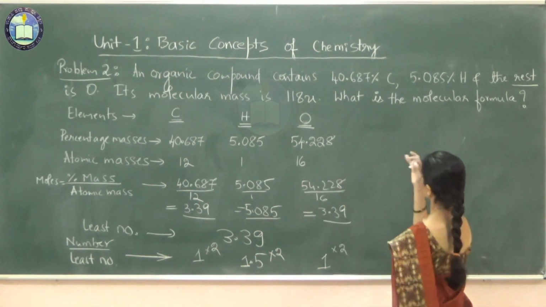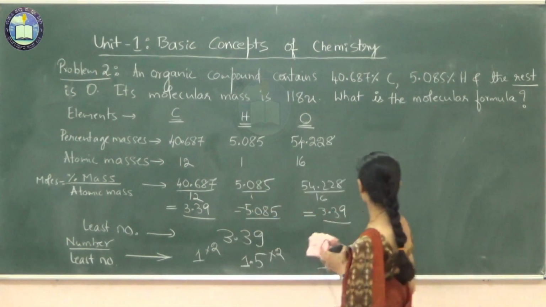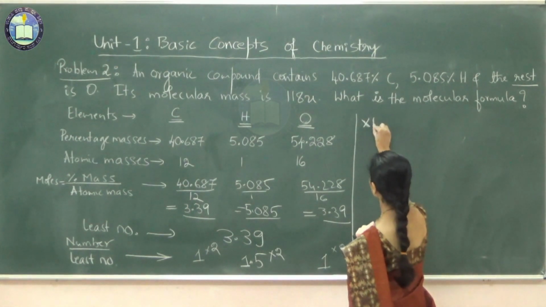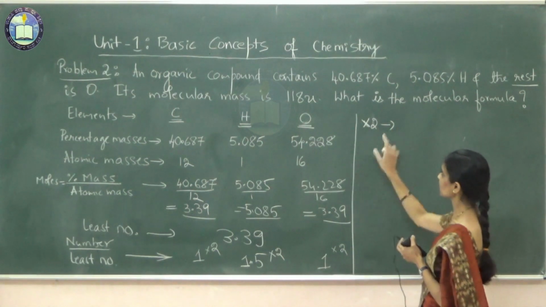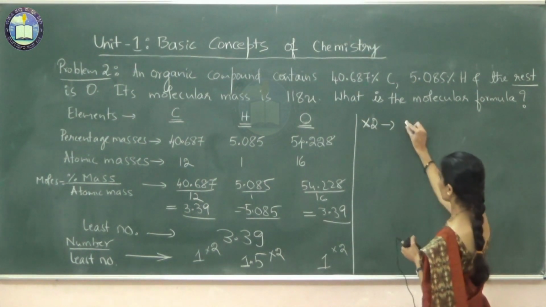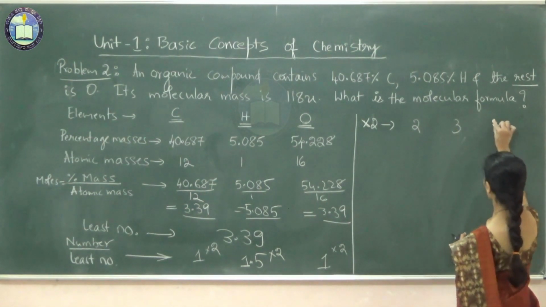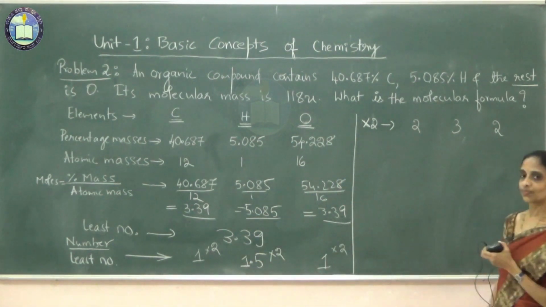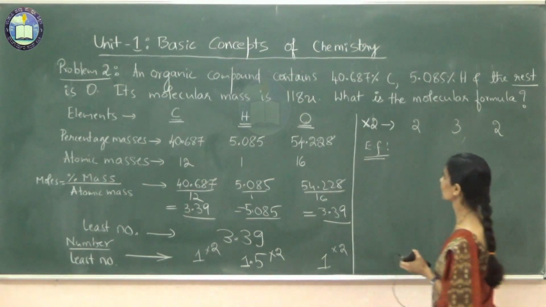Okay. So what do I get after multiplication? I'll write here the next step as multiplying by 2. Okay? Multiplying by 2. This is my next step. So I'll get then 2, 3 and 2. Okay? 2, 3 and 2. So now I can write the empirical formula easily.